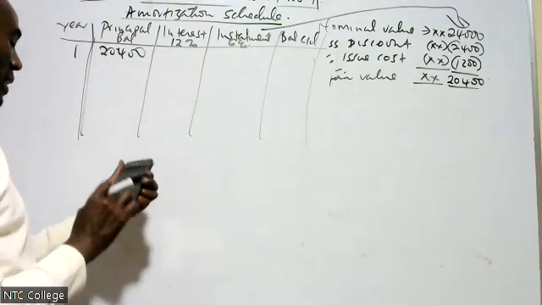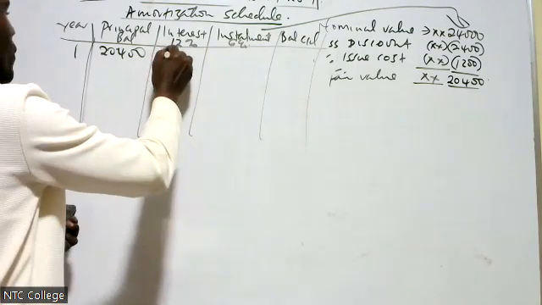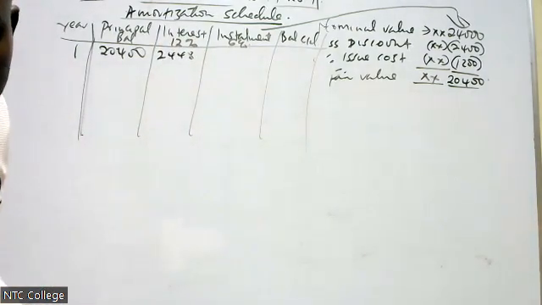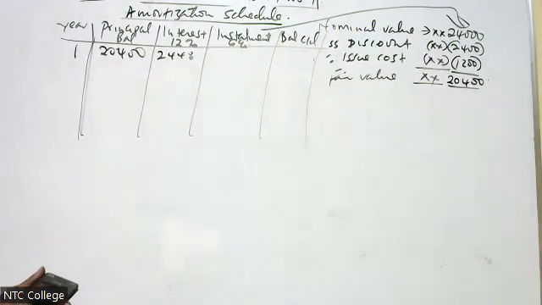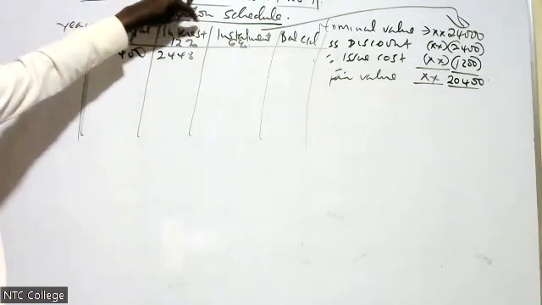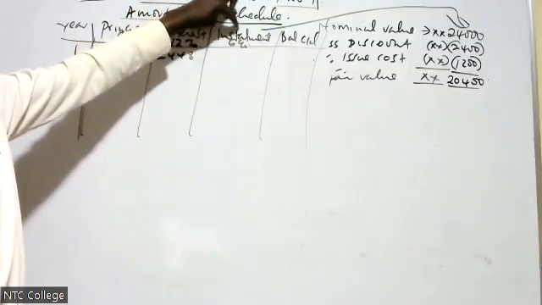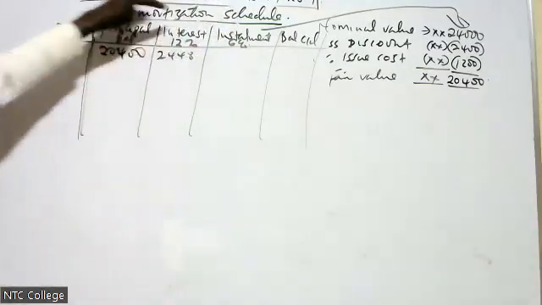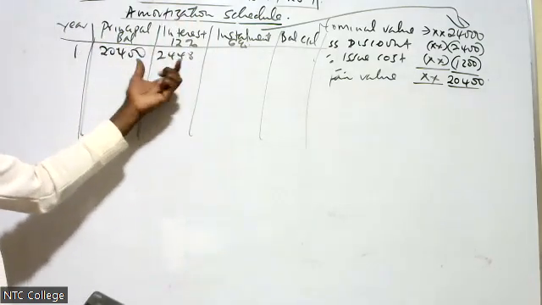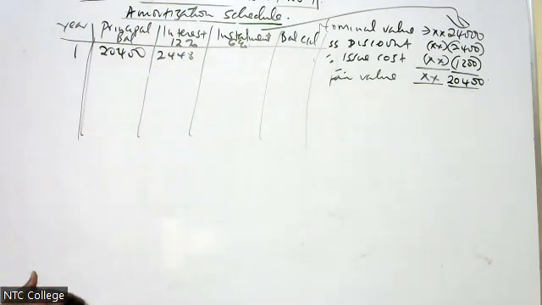Therefore, what will be my interest? I will take 24 times 12%. My interest is 2448. Interest is paid in arrears. That is why we are putting the interest before the installment here, because we charge interest on the principal balance. If it was in advance, then you put the installment here, because we need to subtract. Therefore, this one is in arrears.